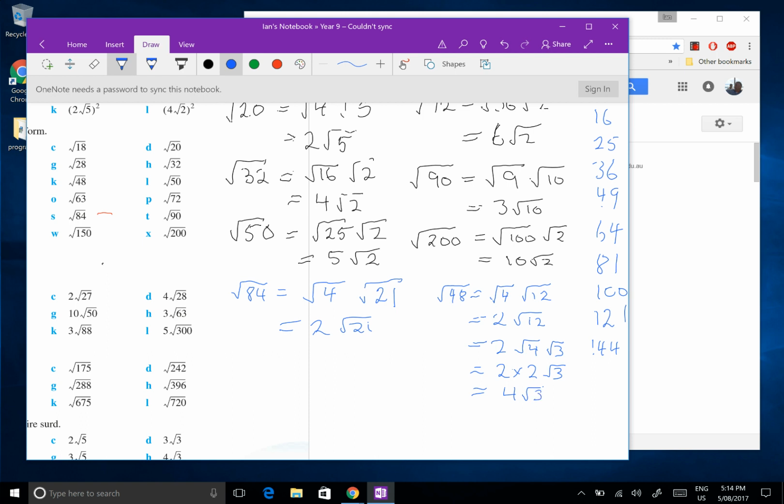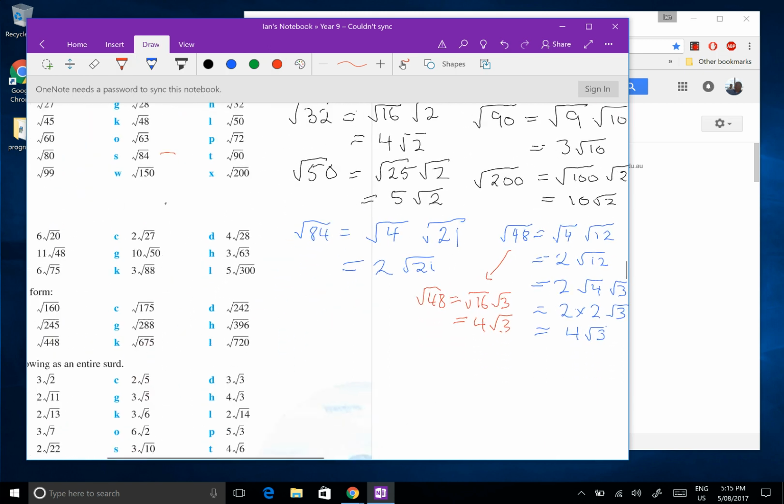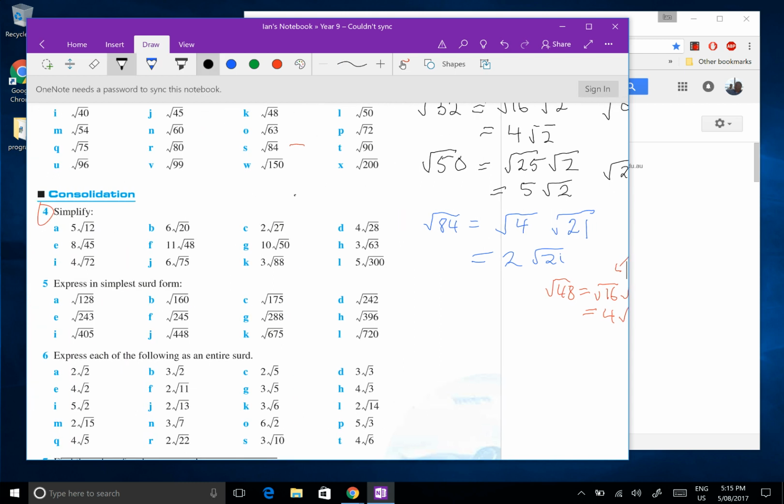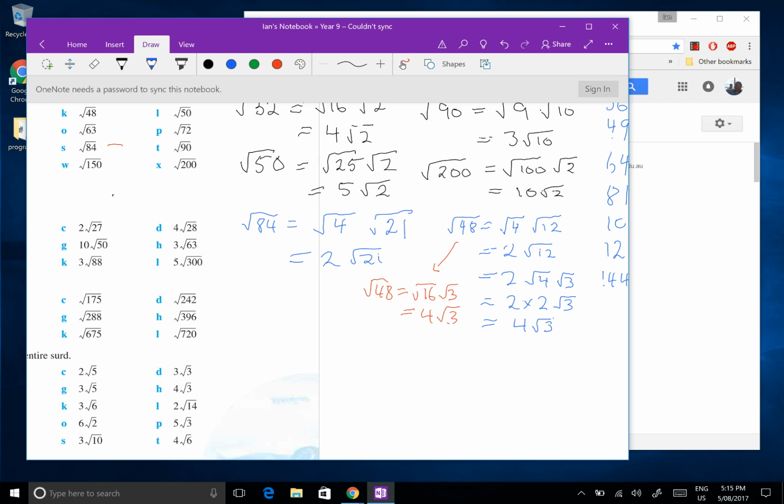Which, if I'd done it originally, if I'd done it using the root 48, and I'd gone 16 times 3, I would have got 4 root 3, which is the same. So you can do it bit by bit if you don't know straight away. And also, you're allowed to use your calculator. You can check with your calculator by doing the division. Remember, you're looking for these square numbers. Okay, so let's have a look at these next ones in question 5, question 4. Well, we've got 4 root 28. We've got to simplify 4 root 28.